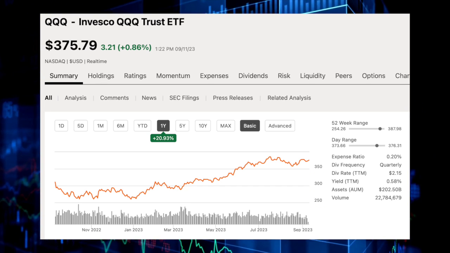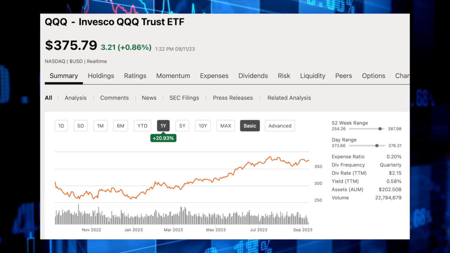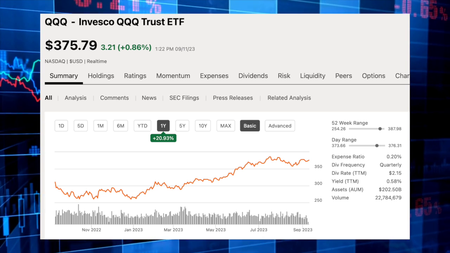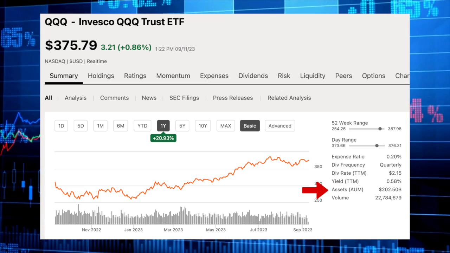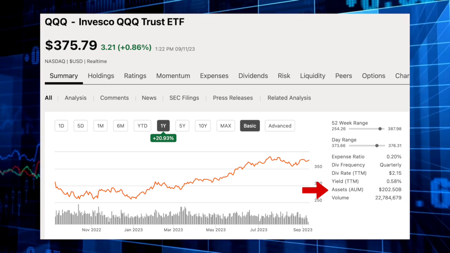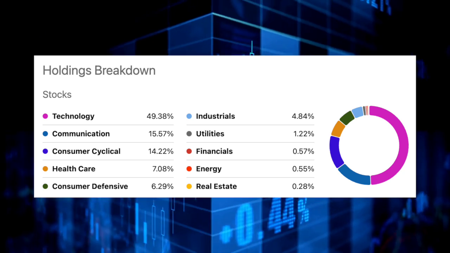Over the past 12 months, QQQ is up 21% as the tech sector, along with the communication services sector, have been the 2 best performing sectors to date. The triple Qs have $202 billion in assets under management, as it is one of the most popular ETFs on the market today. Let's take a look at that sector breakdown.